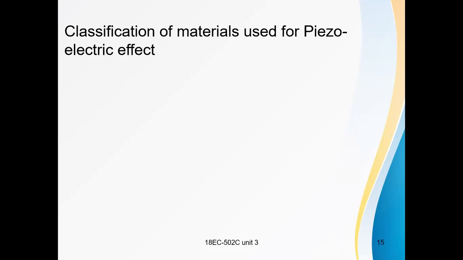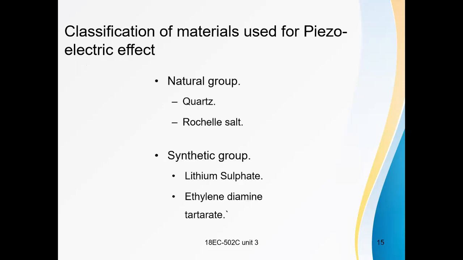What are the materials used for the piezoelectric effect? Classification of materials: piezoelectric materials are mainly classified into a natural group and a synthetic group. In the natural group, quartz and Rochelle salt are the mainly used crystalline materials. There are some other types of materials in the synthetic group: lithium sulfate, ethylene diamine, and tartrate.